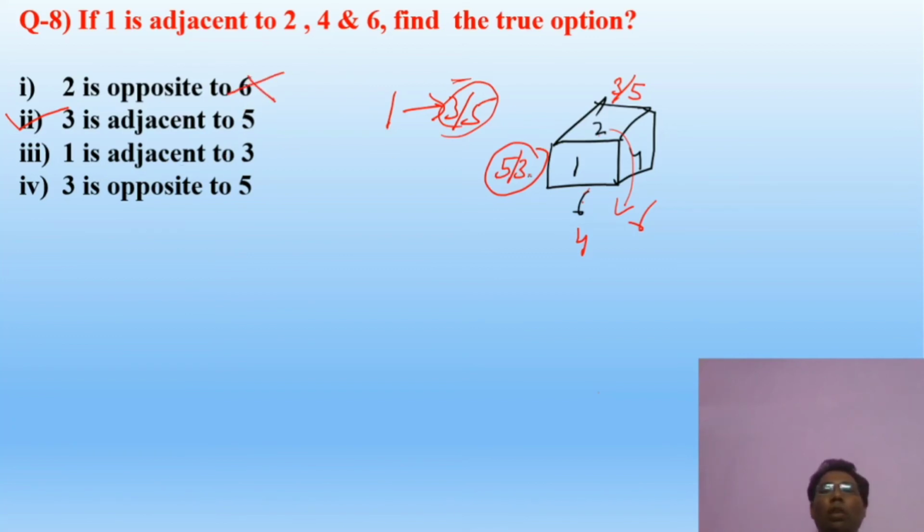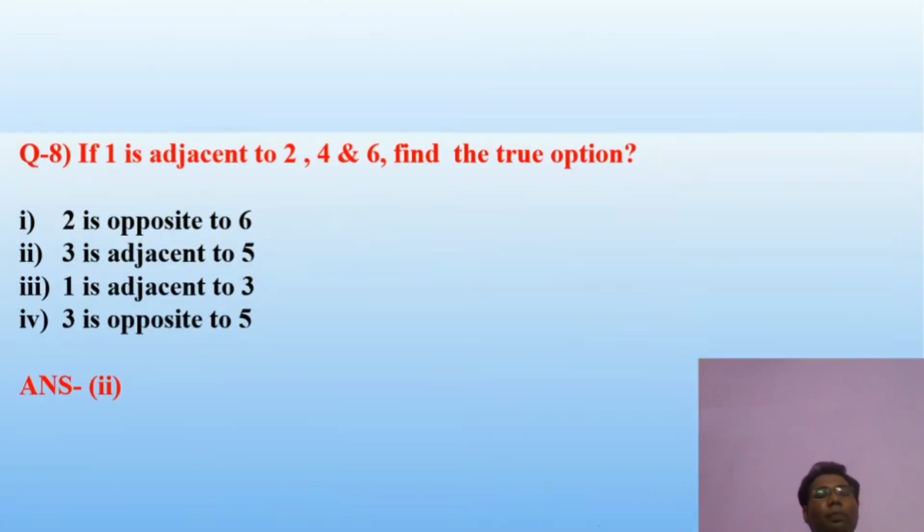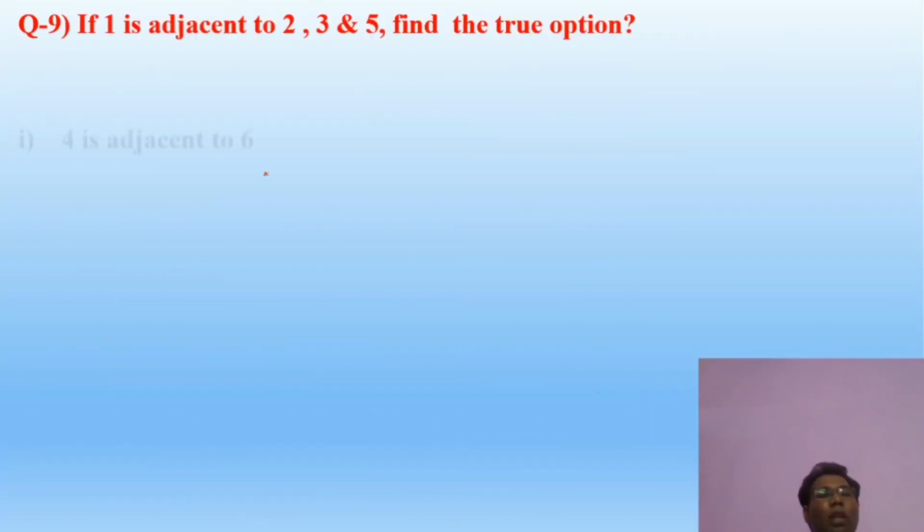1 is adjacent to 3 in one case, but in the other case 1 is opposite to 3. So this is not 100% correct. 3 is opposite to 5 is not possible because they are adjacent. So this is definitely wrong. So our answer is option 2. Move to the 9th question.